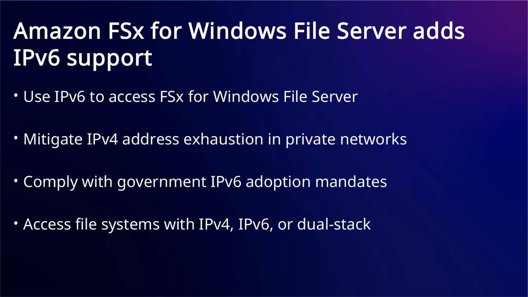You can now access file systems using IPv4, IPv6, or dual-stack clients without complex translation infrastructure. IPv6 support is available for new file systems in all AWS commercial and GovCloud (US) regions where FSx is offered, with support for existing systems coming soon.